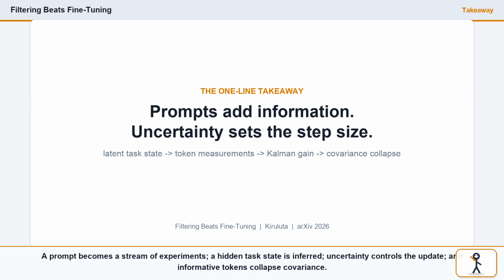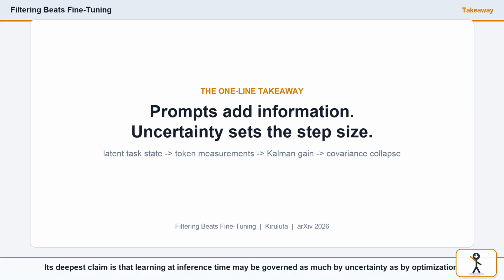A prompt becomes a stream of experiments. A hidden task state is inferred, uncertainty controls the update, and informative tokens collapse covariance. Its deepest claim is that learning at inference time may be governed as much by uncertainty as by optimization.